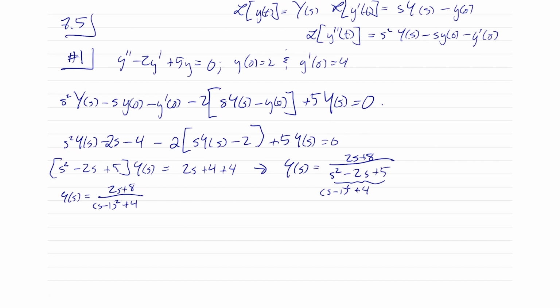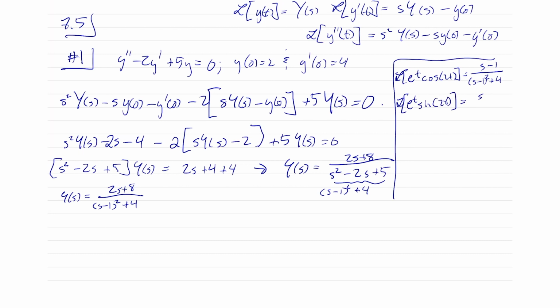All right, so again, what we're looking for is the Laplace transform of e to the t cosine of 2t, which should give us s minus 1 over s minus 1 squared plus 4. Then we have the Laplace transform of e to the t sine of 2t, and that's going to give me 2 over s minus 1 squared plus 4. Right, so that's what we're looking for.